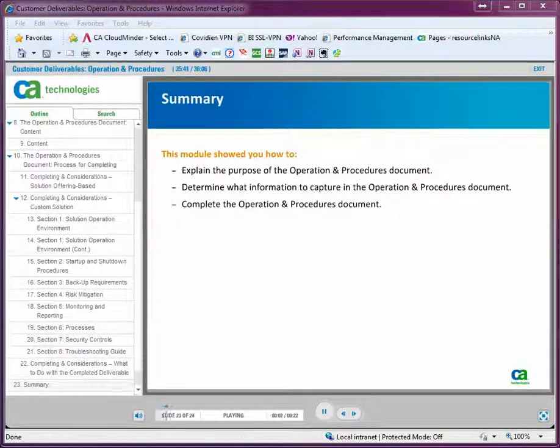This module described the purpose of the Operation and Procedures Guide and helped you with determining what types of information need to be captured and documented in the guide and how to complete the Operation and Procedures Guide.